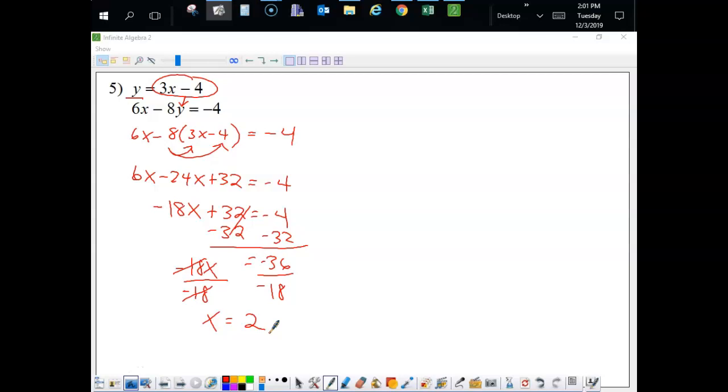You go back to one of your original equations, and you plug 2 in for the x. Okay? Now, it doesn't matter technically which one you use. However, if you want it to be easier, you're going to pick the one that has the y by itself already. So that's what I'm going to do. So I'm going to take this equation, and I'm going to replace the what variable? The x. With 2. And then we're good to go.